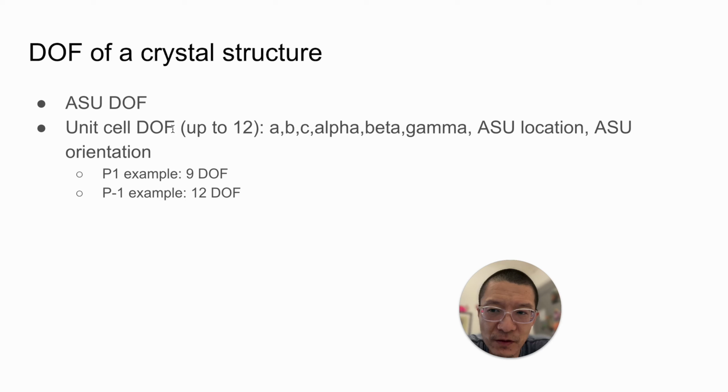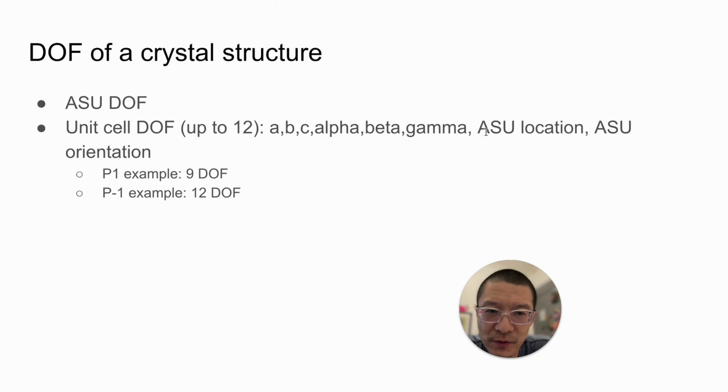The unit cell degrees of freedom are unique to the space groups. For the same space group, the unit cell degrees of freedom will be the same. And for all the space groups, there are up to 12 degrees of freedom for the unit cell. And in general, they are the shape of the box, which are the lengths of the three sides, ABC, and the angles of the box, alpha, beta, gamma.